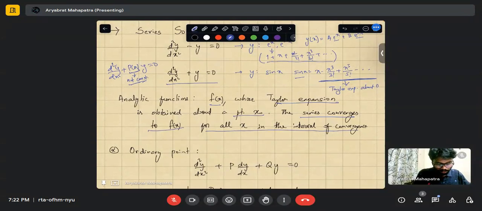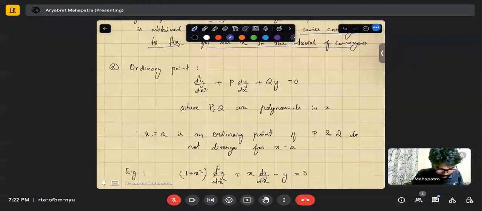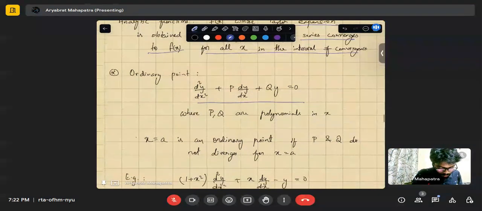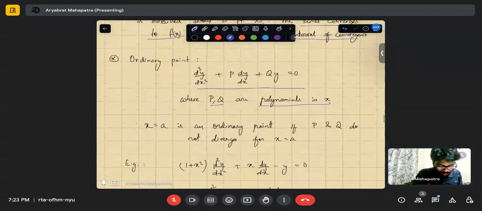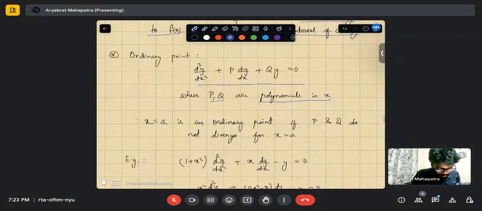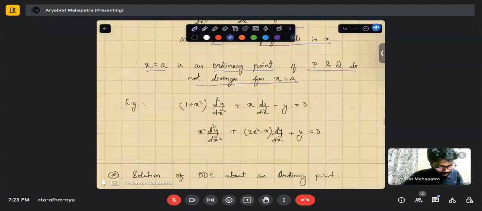determining their solution. So, for example, when you have a differential equation like this, your P and Q are some polynomials of x. So again, that is not constant. So let's say there exists a point x equals to a, which is your ordinary point if P and Q do not diverge for x equals to a. So let me tell you what this ordinary point is from this example.